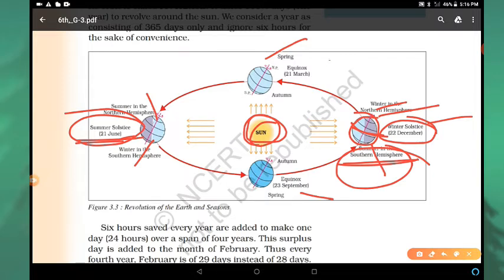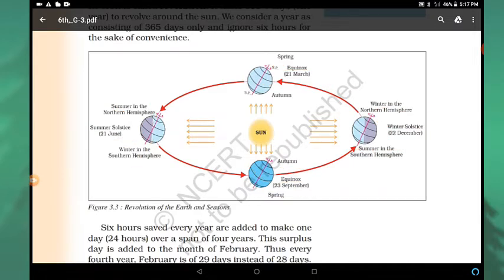This is the position of equinox. Equinox means when days and nights are equal, and it is because the sunlight falls directly on the equator. So days and nights are equal. 21st March and 23rd September, 2 days are there.